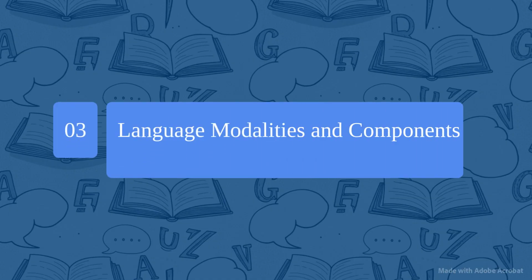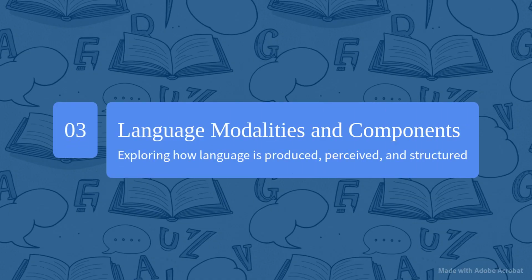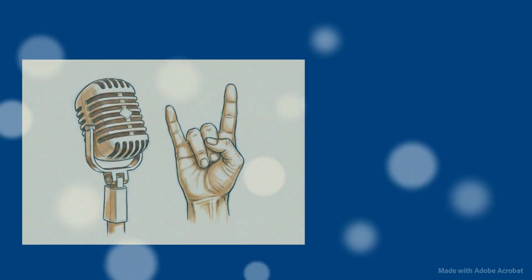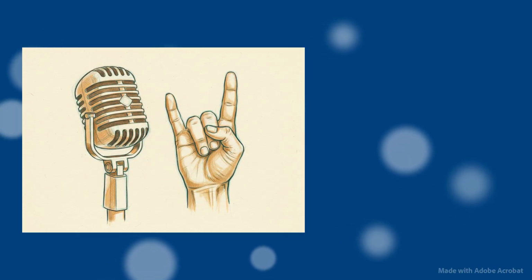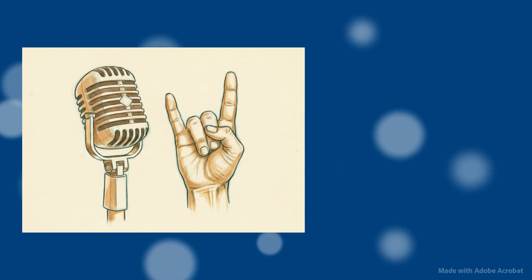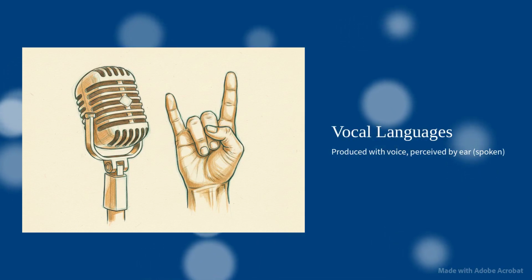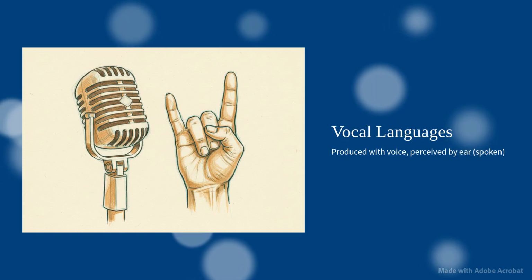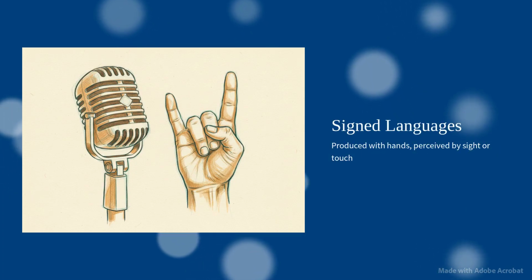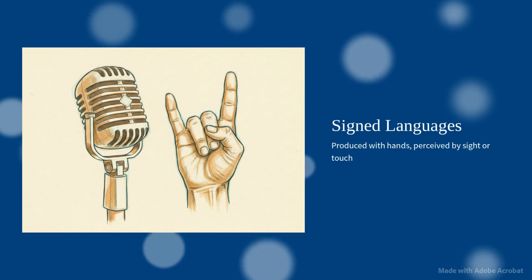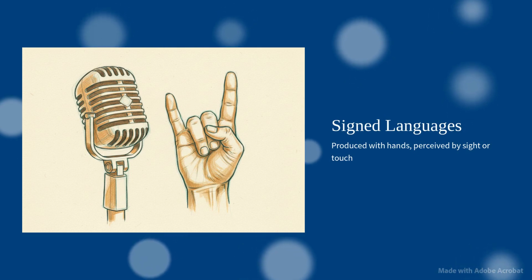Now let's examine the different modalities of language and the components that make up our mental grammar. This helps us understand the diversity and complexity of human communication. Let's look at the two main modalities of human language, vocal and signed. Vocal languages are produced with the voice and perceived by the ear, as in spoken languages. Sign languages are produced with the hands and perceived by sight or touch, as in American Sign Language.